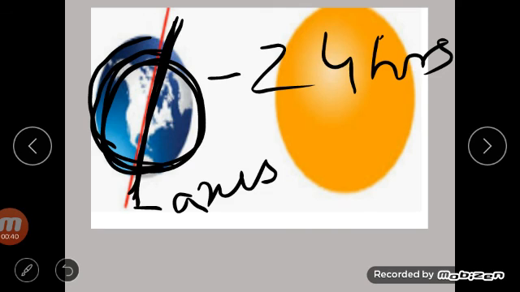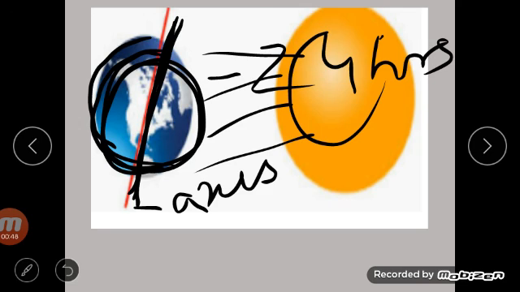The rotation of earth causes day and night. Just think, this is the sun, and sunlight is falling there. Because of this rotation of the earth, the part of the earth which is in front of the sun has day, and the part which is behind the sun has night. So it takes one day, which means 24 hours, to make day and night.